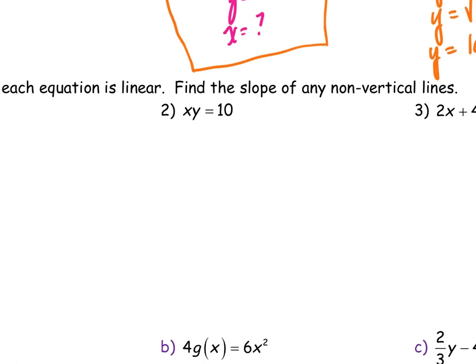Okay, let's look at number 2. Again, we want to solve for y. So how do I get the y by itself?